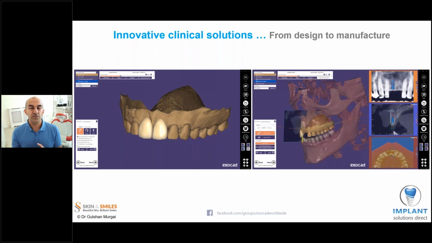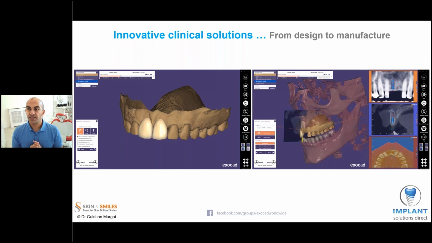This part of the software gives you the ability to say, okay, where would you like to place the teeth? Because that's what our patient wants. Let's place our teeth in a way that works functionally and aesthetically. So the left-hand image there is the option and the availability to plan the final position of the restorations.